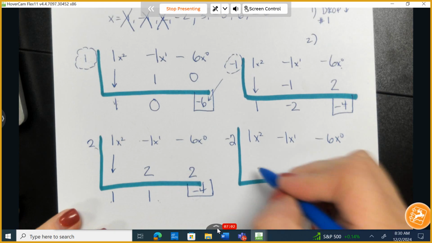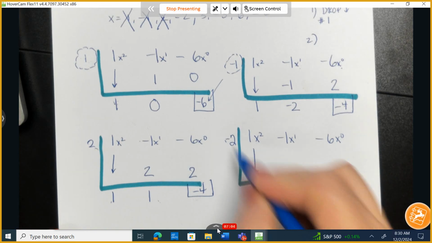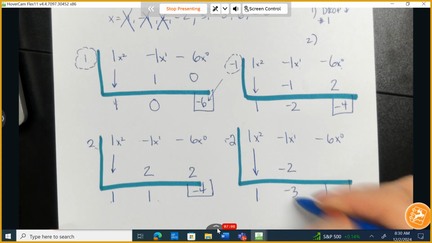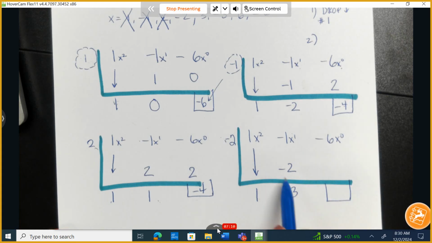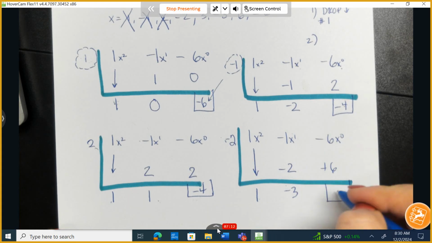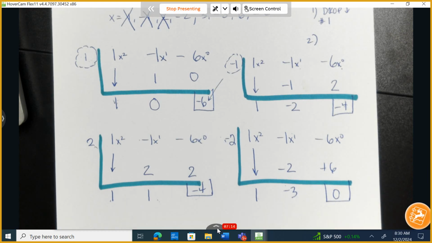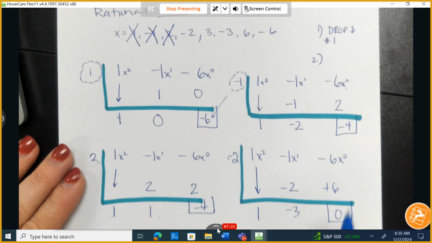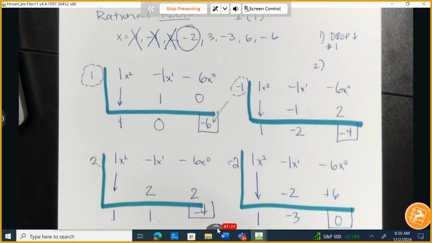Let's check. I'm dropping down. I'm multiplying to get -2. I'm adding to get -3. I'm multiplying to get +6. I'm adding to get 0. It worked. It worked. How do I know it worked? It worked because I ended up with 0. So I tested -2. I'm circling -2.